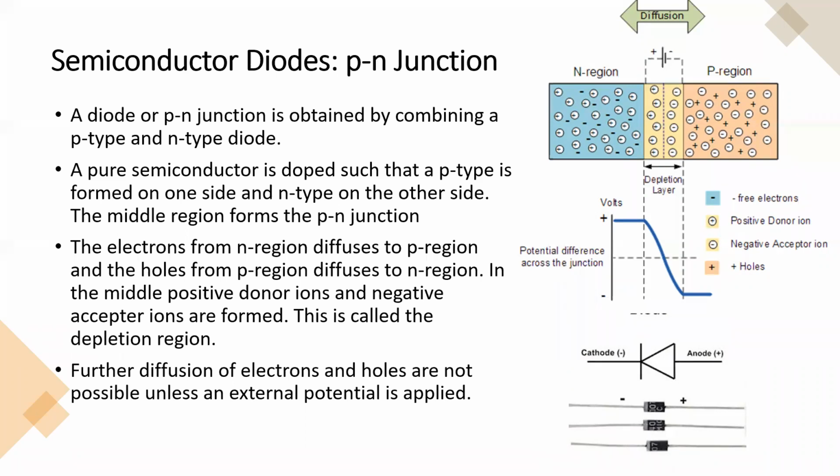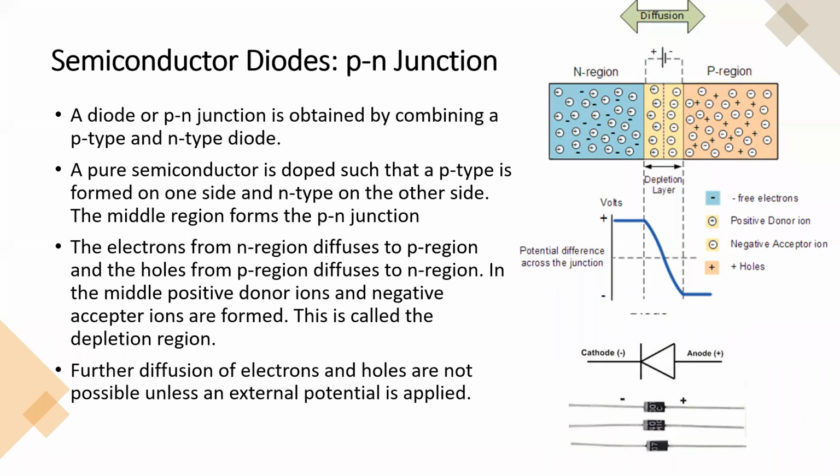So there are two terminals. That is why it is called diode. A diode or p-n junction is obtained by combining a p-type and a n-type semiconductor. By mistake, I typed diode. P-type and n-type semiconductor. Now, how can we make such a combination?